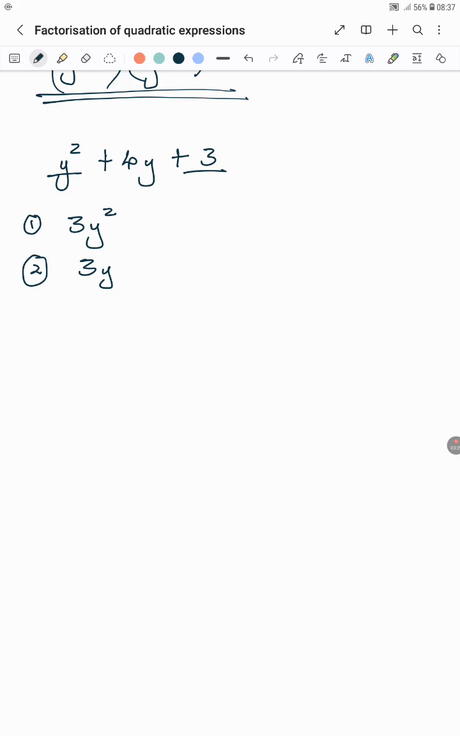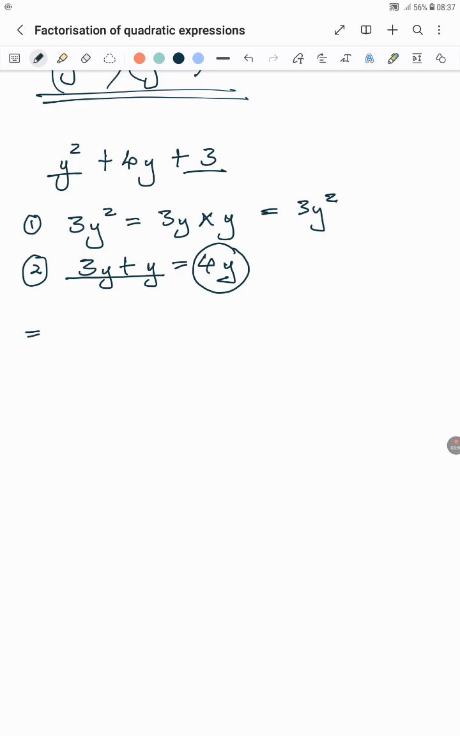We're going to look at another example. y squared plus 4y plus 3. Our first stage, first term multiplied by the last term, you're going to get 3y squared. Second stage, you look for two factors which when you add them, they are going to give you 4, but when you multiply them, they give you 3y squared. So if you multiply these two, you're going to get 3y squared, but if you add them, you're going to get 4y. So which means we're going to substitute this one with these two factors.